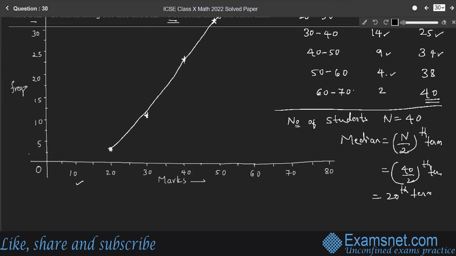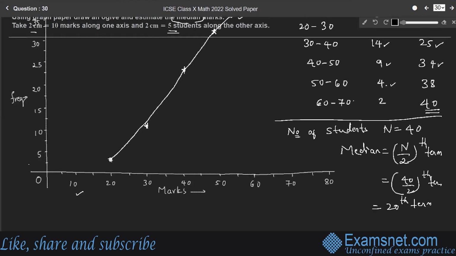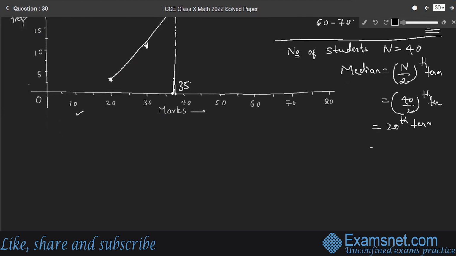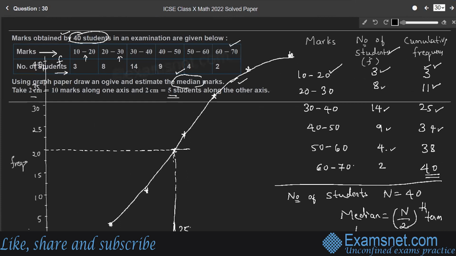Here 20 refers to the number of students. So draw a dotted line from 20 on the y-axis. Let it touch the graph at some point. From that point, draw a dotted line to the x-axis. Let it meet the x-axis at some point. This value will be 35. In your original graph, you will get it as 35. This number is called the median of the distribution. The 20th term is 35, which is the median of the distribution. Therefore, the answer is 35, the median of the given distribution.